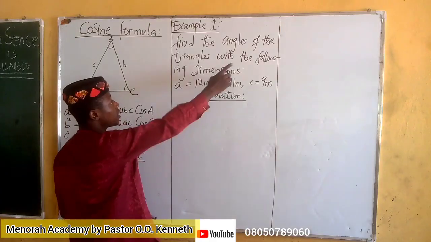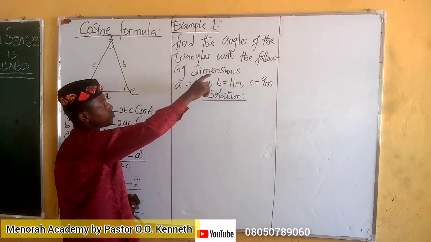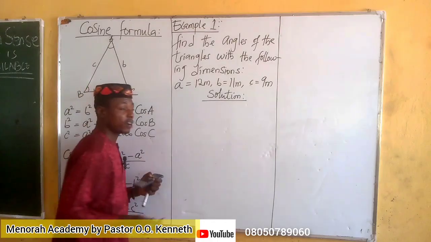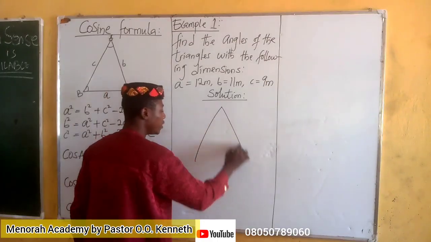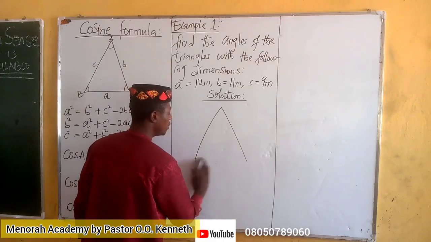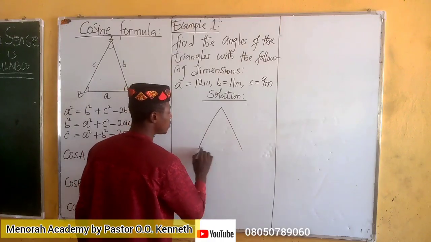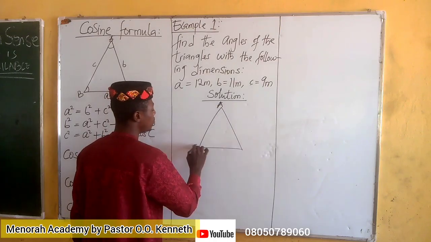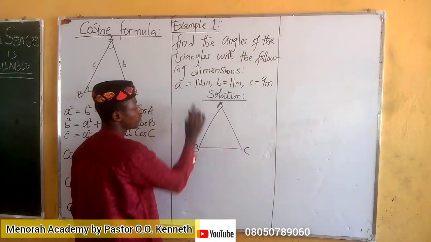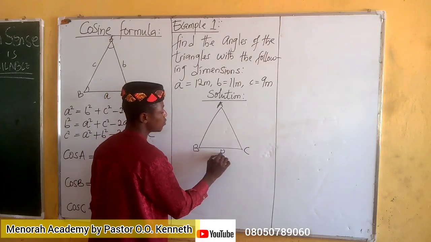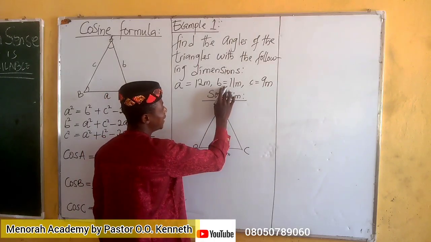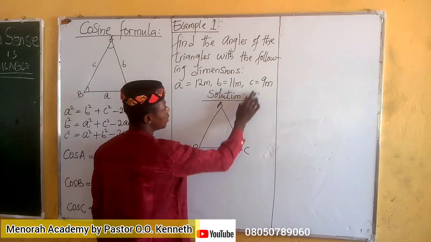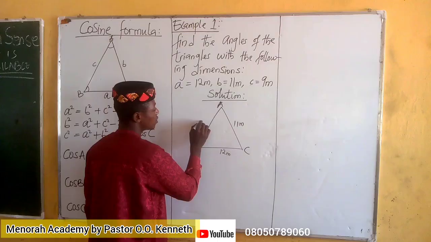Now, the question says, find the angles of a triangle with the following dimensions. They give us the dimensions. Let's draw it very fast. We have A, B, C. The side opposite A is given to be 12 meters, and then the side opposite B is given to be 11 meters. Then the side opposite C here is given to be 9 meters.